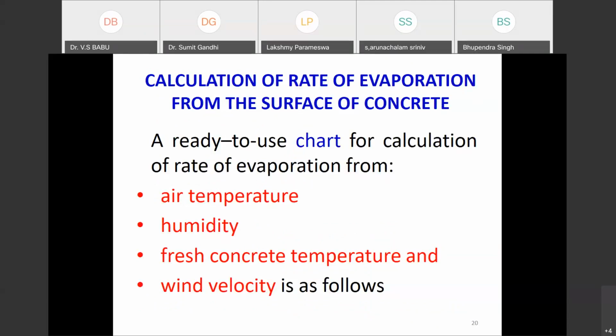Otherwise, there is no need for taking any precautions. So, first of all, I would like to explain how to calculate the rate of evaporation from the surface of the concrete pavement.